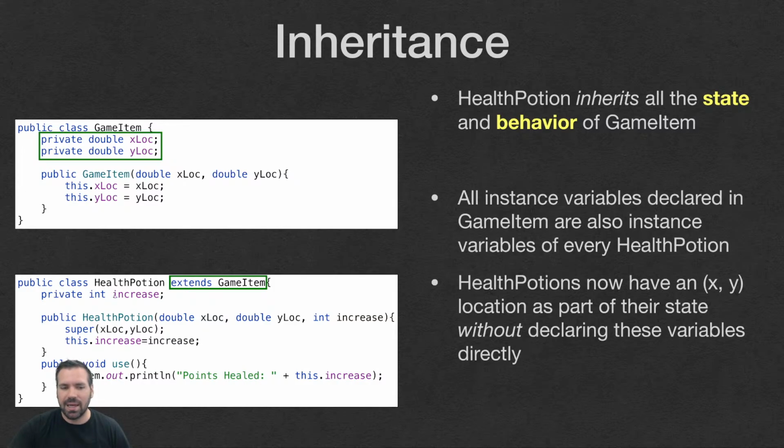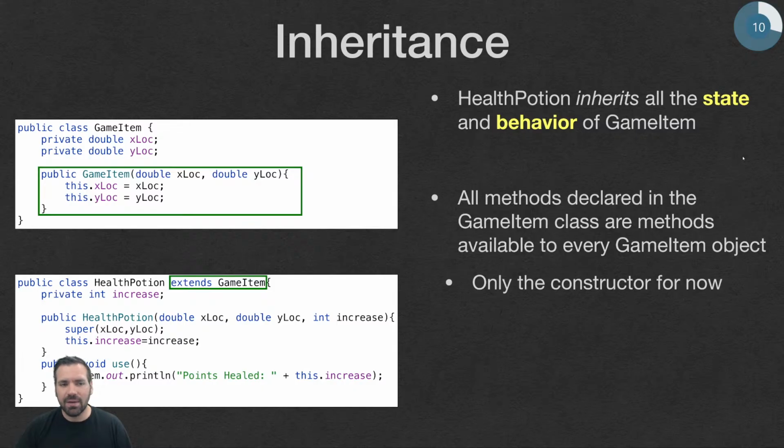And we don't have to put that in the health potion class. We just get it because we said extends game item. We get all game item instance variables. We also get all of the behavior of the class that we're extending. At this moment, it's just the constructor, so we don't really have anything to it.